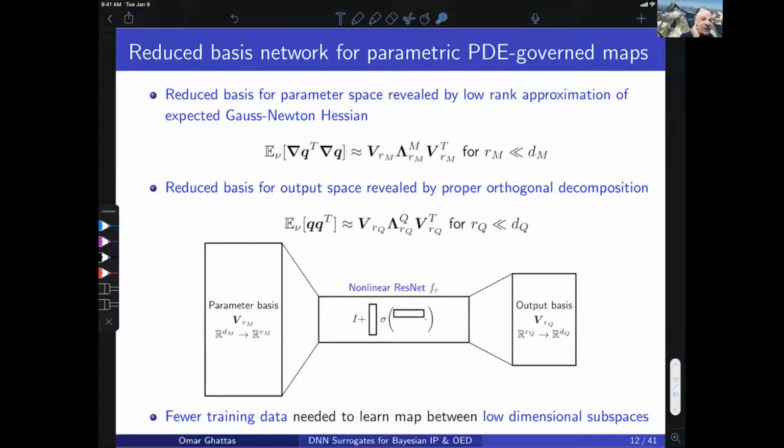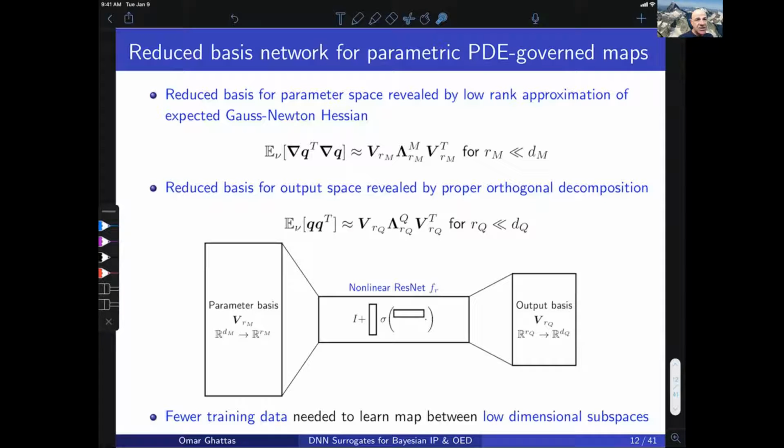And the ResNet requires a constant breadth. So we choose simply the larger of these two. If we were using the Gauss-Newton Hessian in the data space, those two would be the same. But since we're using POD, we may have to choose the larger of the two. Okay, so in between we put a nonlinear ResNet.